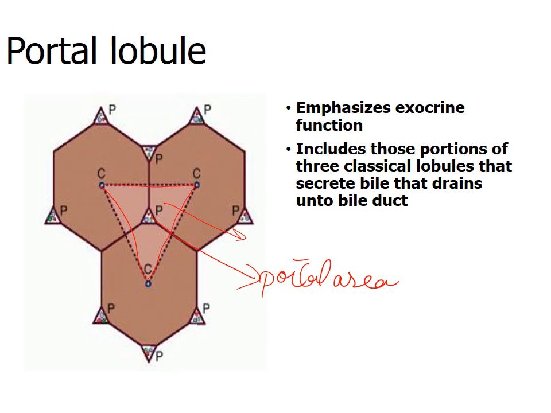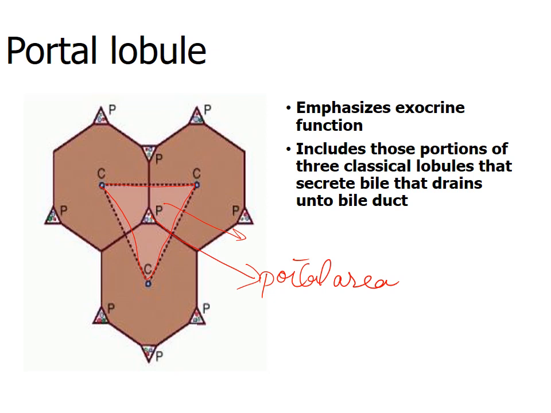The portal lobule emphasizes the exocrine function of the liver. A portal lobule has at its center a portal tract, and it consists of liver tissue which drains the bile into the bile duct of that portal tract. So here you can see that this is the portal tract, and in this portal tract lie the branch of the portal vein, branch of the bile duct, and branch of the hepatic artery.